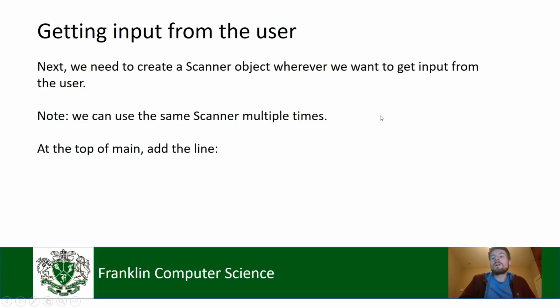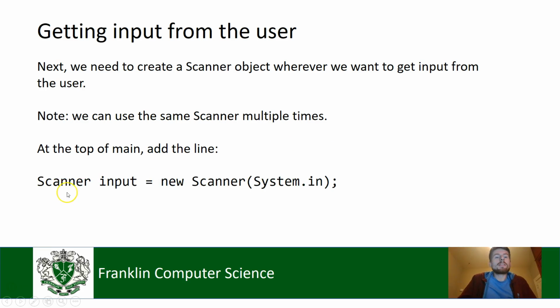So what you would do, and I generally do this at the very top of main, or whatever method I want to get input in, is I'm going to add it at the top of that method so I don't forget and try to use it before I've created it. And so you'll add this line, and it should look kind of familiar and kind of different. So there's some new things here.